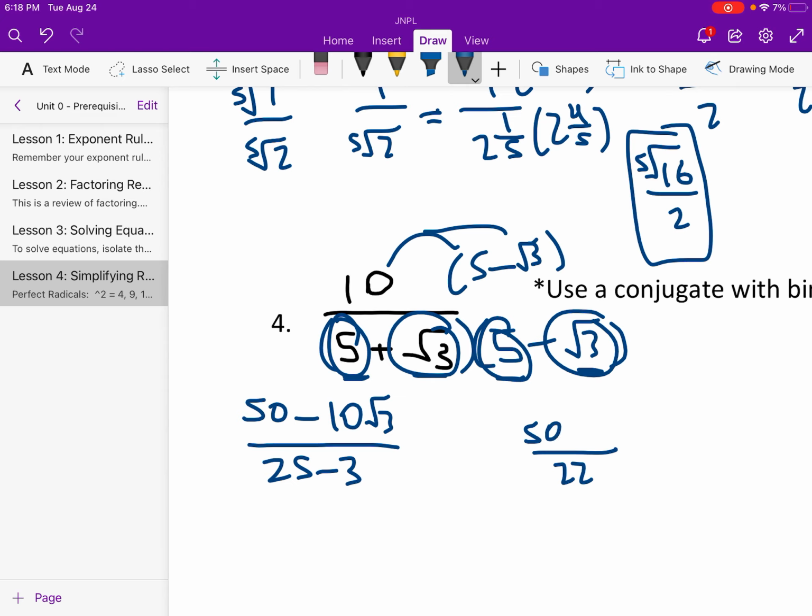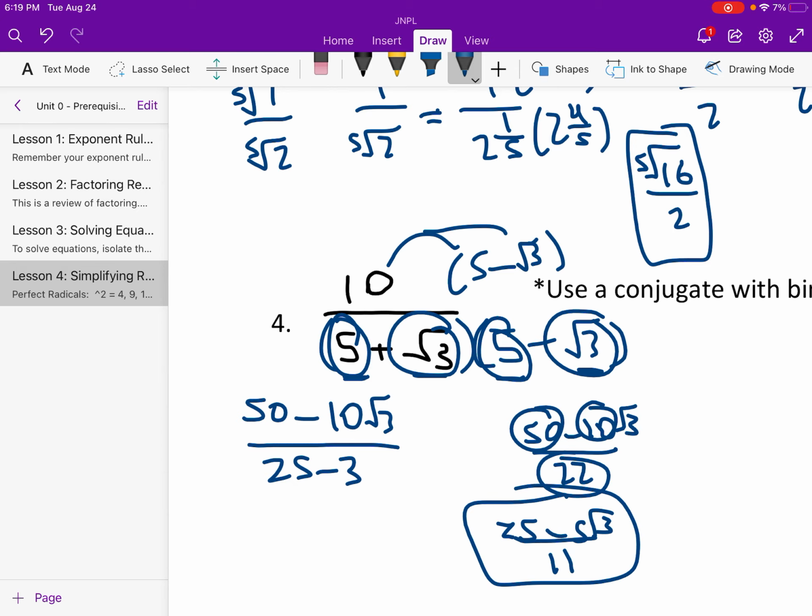Then we have 50 minus 10 root 3. Are we done? Not quite yet, because we see our three numbers that we can combine, because they're not under a root. We can't do anything about the 3. But 50, 10, and 22 all can be divided by 2. So we change that to 25 minus 5 root 3 over 11. And that is your answer.